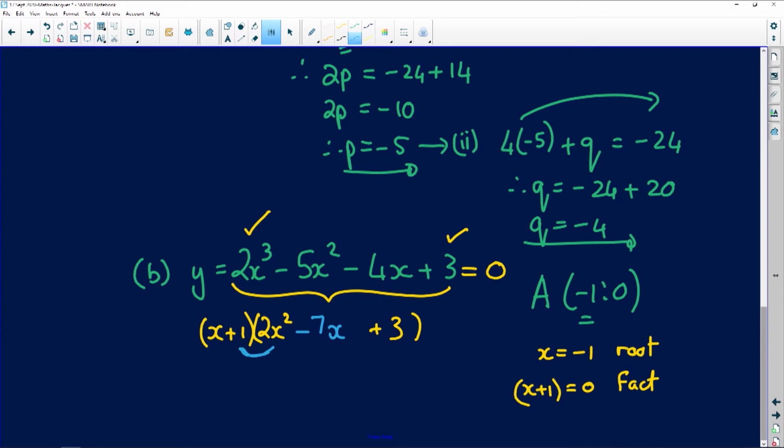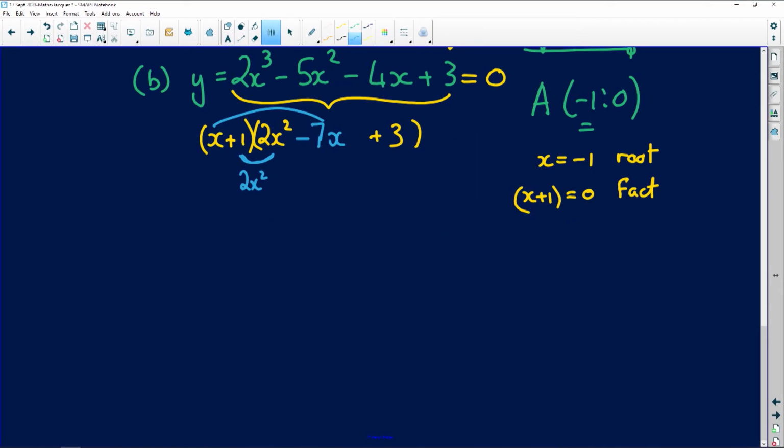So look again. I've got this part here. This is 2x squared. I want a result of minus 5, so from 2, I must remove 7x squared. But in this bracket, an x multiplied by that x will give me the 7x squared that I'm looking for. Okay, so all that's left now is to factorize this. Let's go and factorize the second bracket.